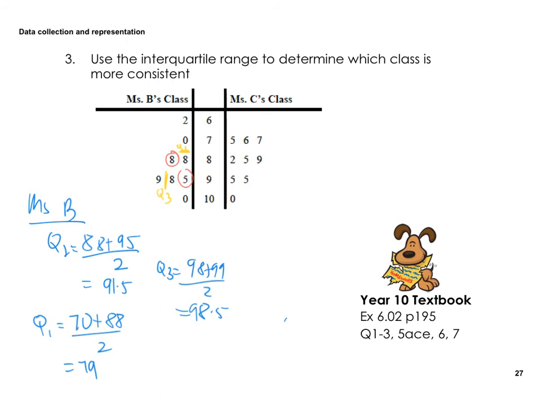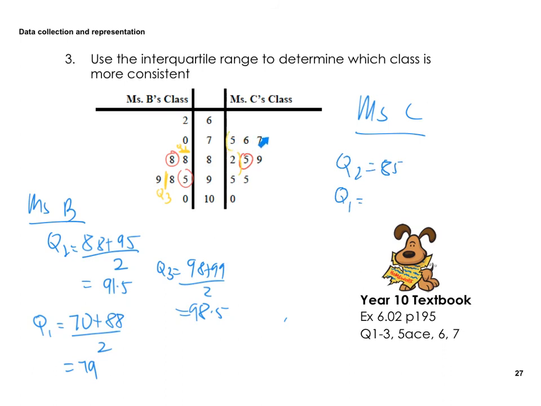Okay, now Miss C's class. So let's just do it over here. Let's count up how many students are in Miss C's class. So 1, 2, 3, 4, 5, 6, 7, 8, 9. 9 scores is odd, which means the middle is the 5th term. So let's count them out. 1, 2, 3, 4, 5. So that's my median, 85. So Q2 is 85.